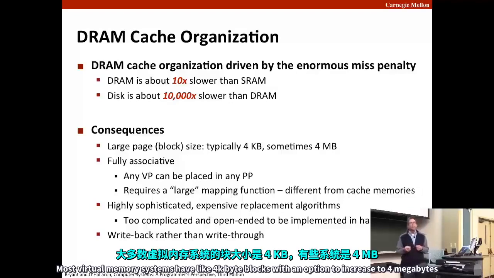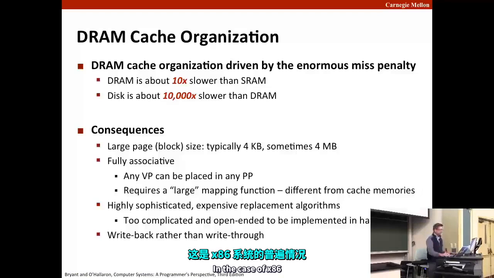Most virtual memory systems have 4K byte blocks, with an option to increase to 4 megabytes in the case of x86.